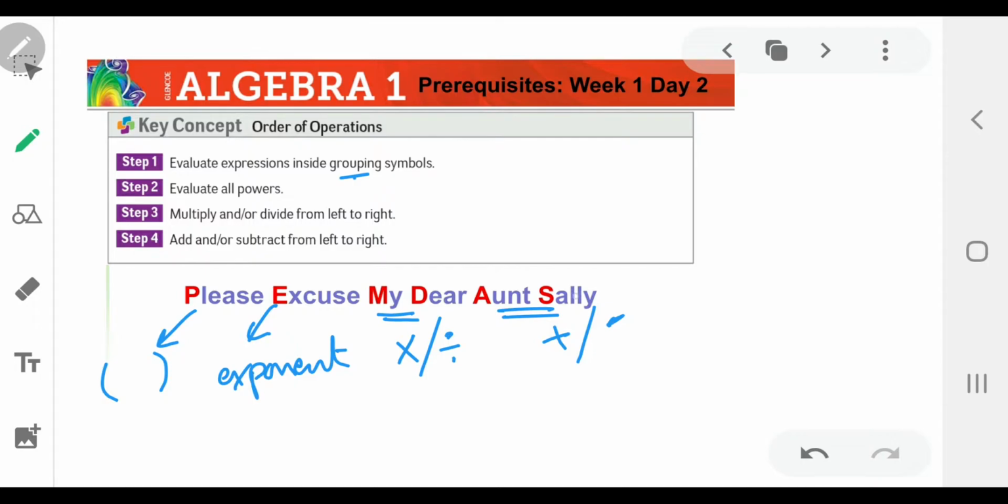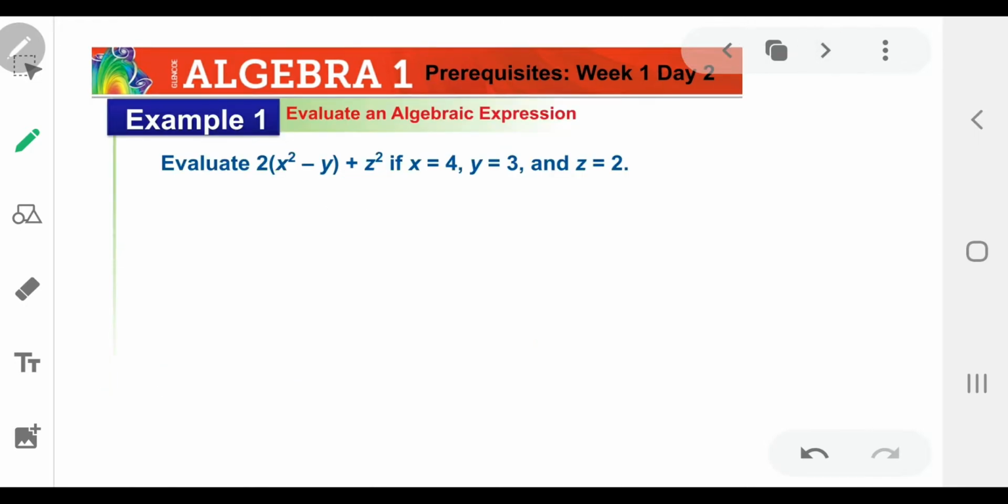So if I have a problem that contains all those operations, we always start by finishing whatever is between the parentheses, between the grouping symbols, the brackets, and then we go to the exponent, the power, and then multiplication and division always come before addition and subtraction. If we have multiplication and division in the same problem, we go from left to right. Whatever comes first, you start with. Let's apply this in our first example.